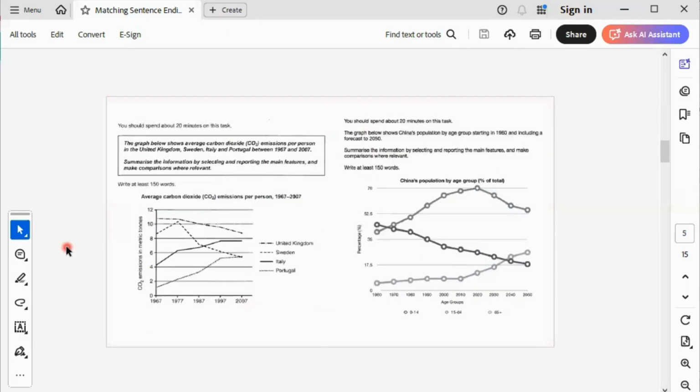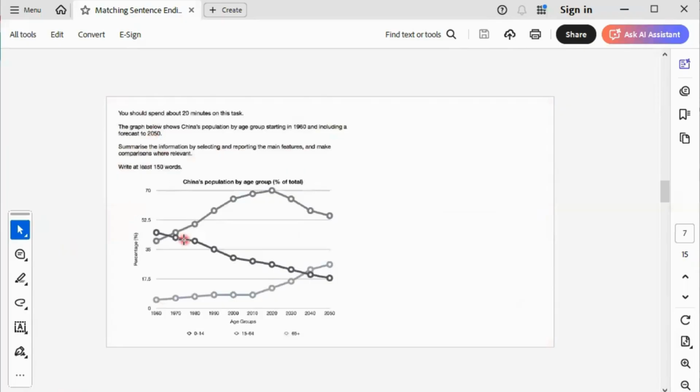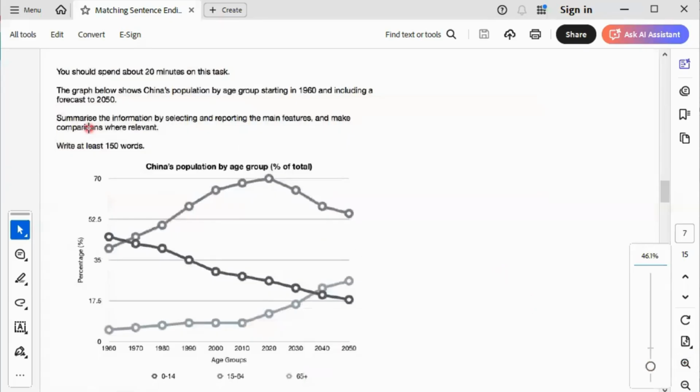Look at this question here. This is a line graph question. The question says: the graph below shows China's population by age group starting in 1960 and including a forecast to 2050. Summarize the information by selecting and reporting the main features and make comparisons where relevant.